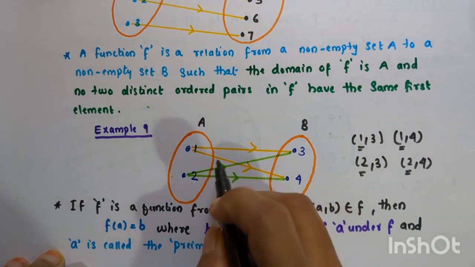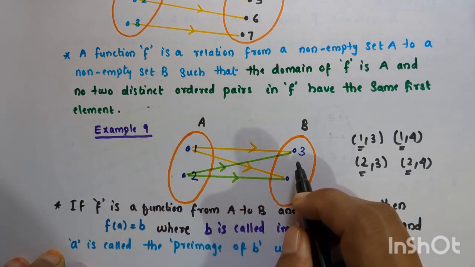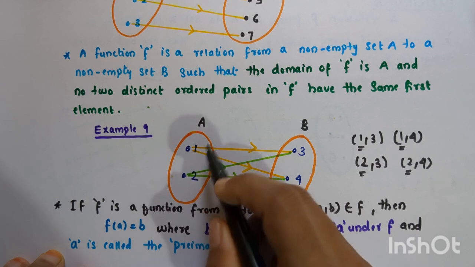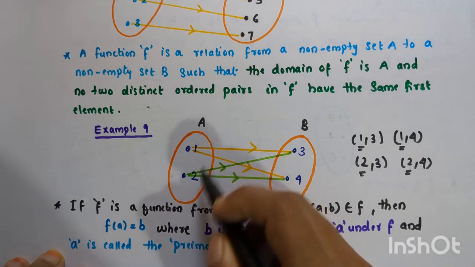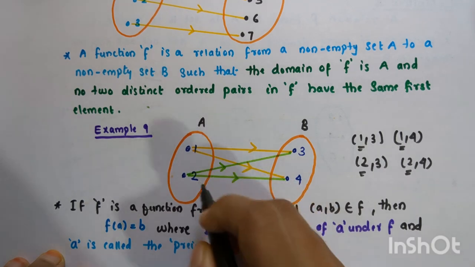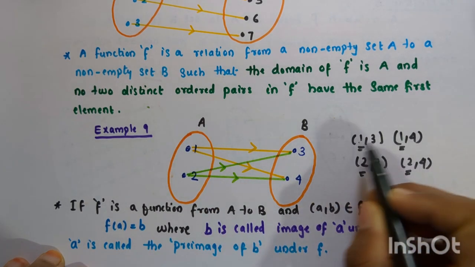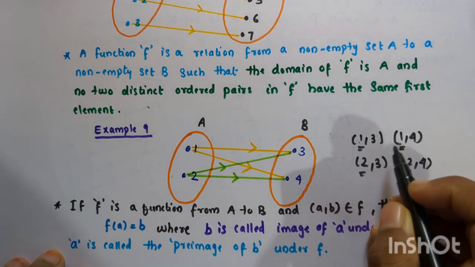Because a function f is a relation from one non-empty set to another non-empty set such that the domain of that function is A, and no two distinct ordered pairs in f have the same first element. Here you see in this relation, the ordered pairs have the same first element. So this relation cannot be a function.